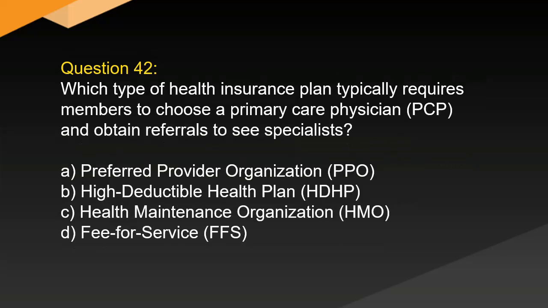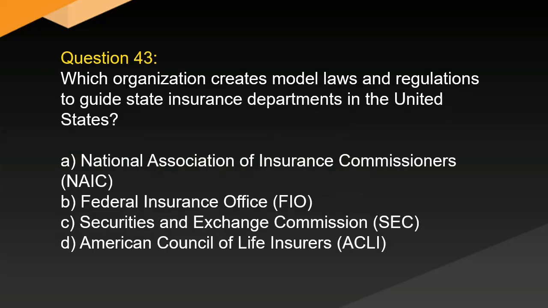Question 42. Which type of health insurance plan typically requires members to choose a primary care physician, PCP, and obtain referrals to see specialists? A. Preferred Provider Organization, PPO. B. High Deductible Health Plan, HDHP. C. Health Maintenance Organization, HMO. D. Fee for service, FFS.